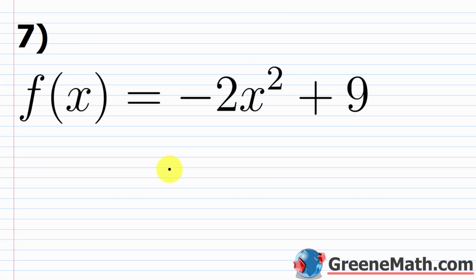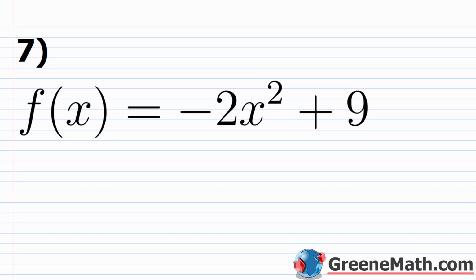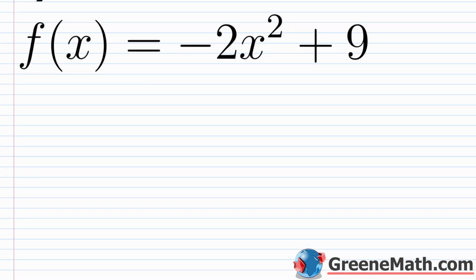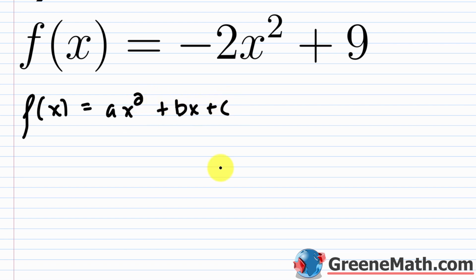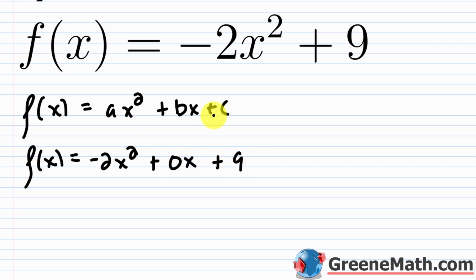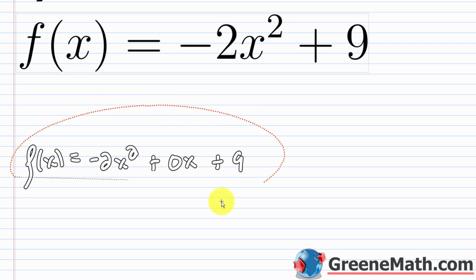All right, for problem 7, we have f of x is equal to negative 2x squared plus 9. So this one looks a little bit odd because you don't have your bx term. In other words, when you look at f of x is equal to ax squared plus bx plus c, in this case, you could really rewrite this and say f of x is equal to negative 2x squared plus 0x plus 9, if you want to match this up. So that's going to allow you to use your formula. Let me get rid of this, and you can just work off of this.